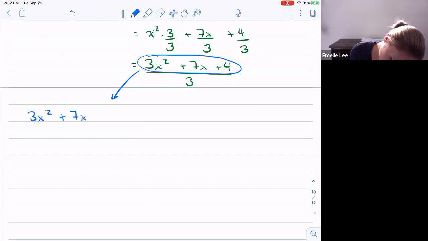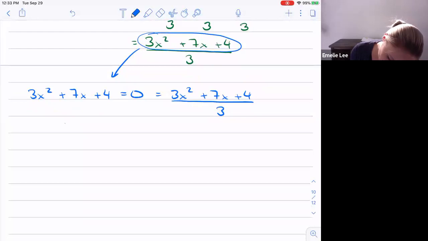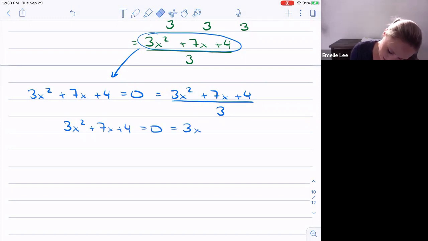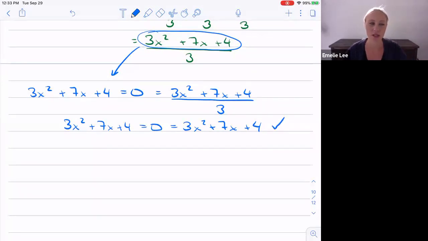3x squared plus 7x plus 4 equals 0, which is going to be 3x squared plus 7x plus 4 over 3. Well, if I take this 3 and multiply it into 0, eventually I get 3x squared plus 7x plus 4 equals 0, which is also equal to 3x squared plus 7x plus 4. And I know that's weird, but that's how we get there.